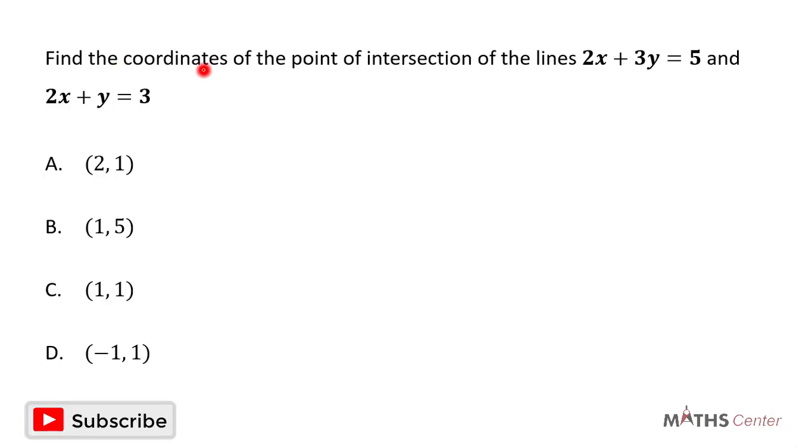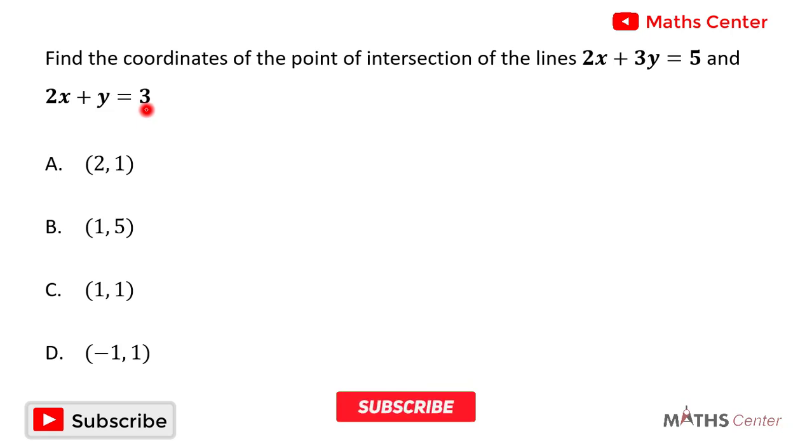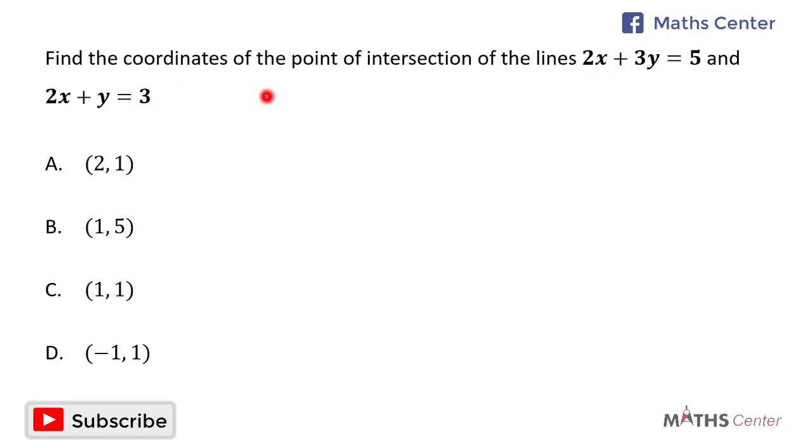Find the coordinates of the point of intersection of the lines 2x plus 3y is equal to 5 and 2x plus y is equal to 3. This is a multiple choice question, and so you will solve the question, and then after that you will pick the correct option. The question wants us to find the coordinates of the point of intersection of these two lines.